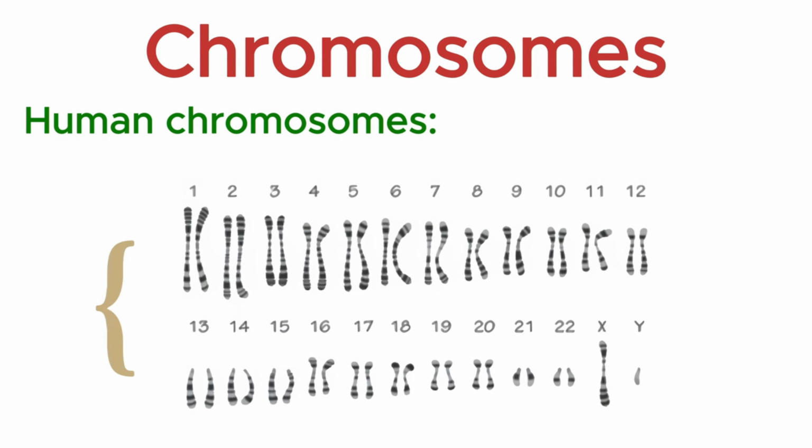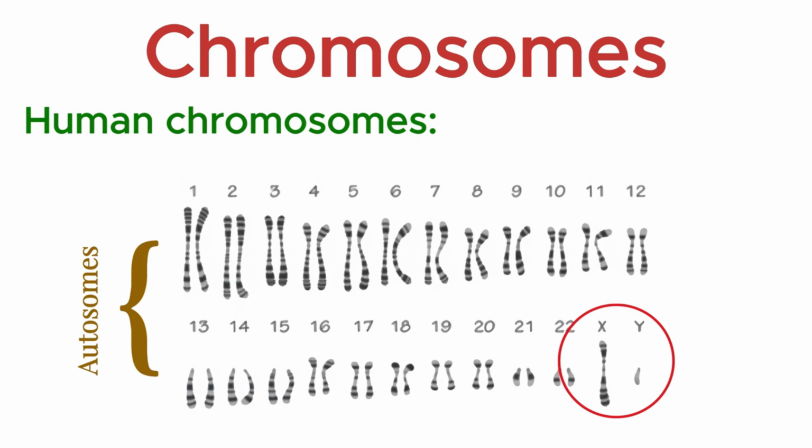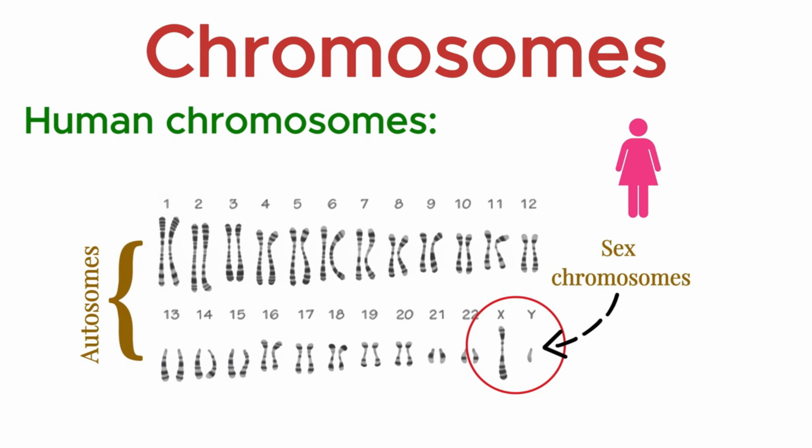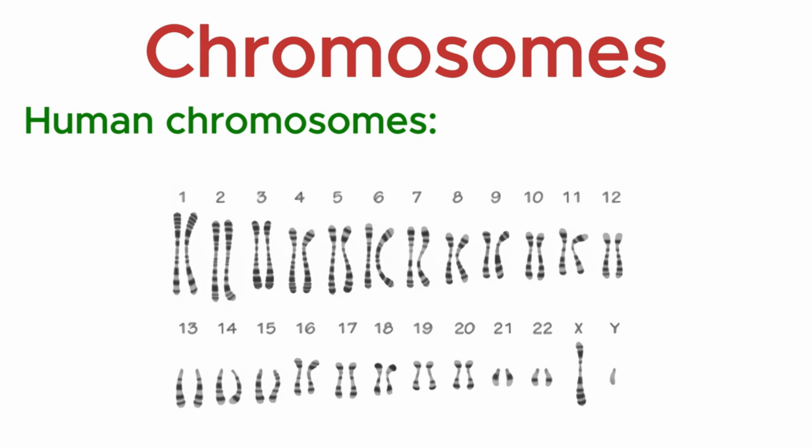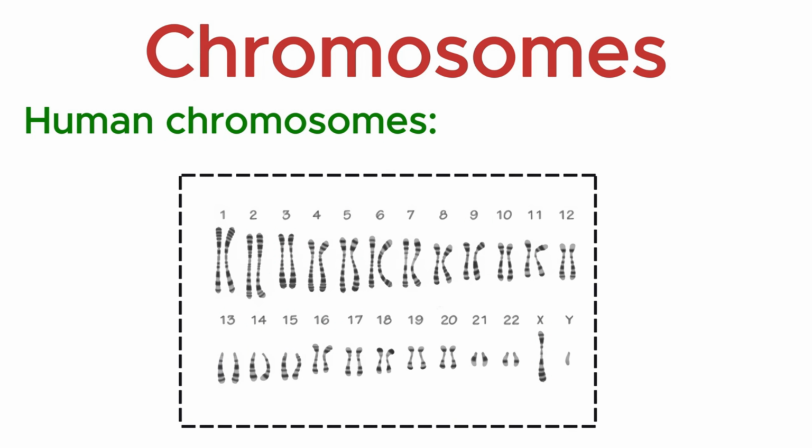Out of these, 22 pairs are autosomes. They carry genes for general body functions. The 23rd pair is the sex chromosomes, which determine the biological sex of an individual. In females, the sex chromosomes are XX, while in males, they are XY. The photograph or visual arrangement that shows all the chromosomes of an individual is called a karyotype. It is used to identify chromosomal abnormalities, such as extra or missing chromosomes, or structural defects.